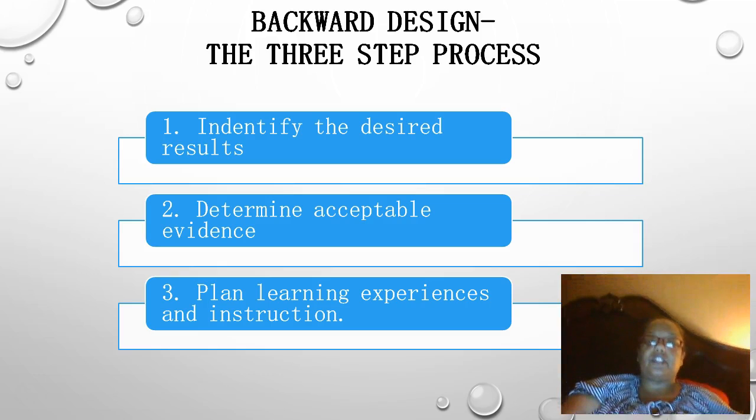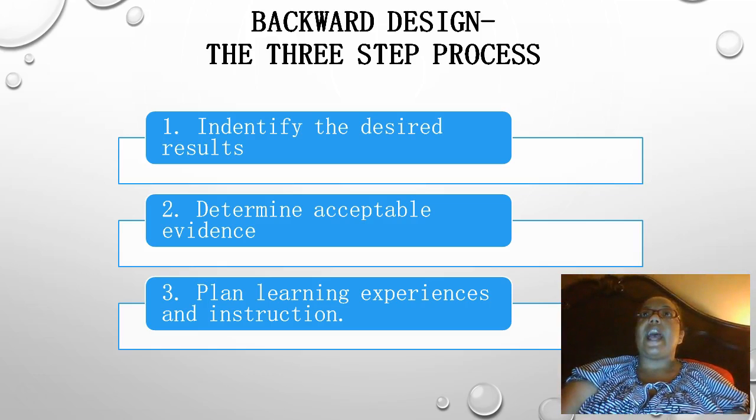The second step is to determine acceptable evidence. This is going to mean, how do we know that they're learning? What resources are they using to learn? And what are we teaching them? What strategies are we teaching them to use for learning? And how are we assessing them in the learning process? The last step is to plan learning experiences and instruction. This is the part where we actually write out our lesson plans and the activities that the students are to do to help gain the information we want them to learn.